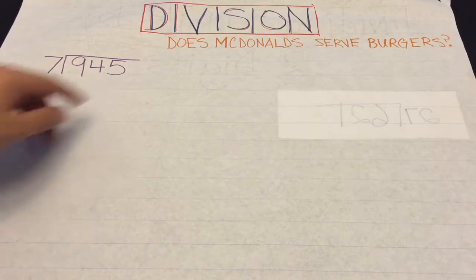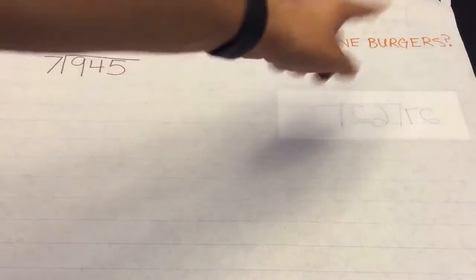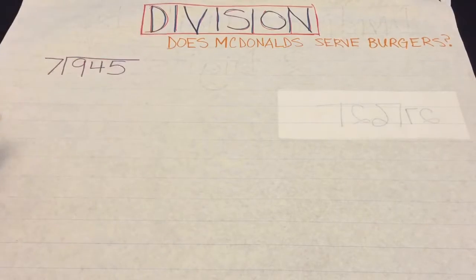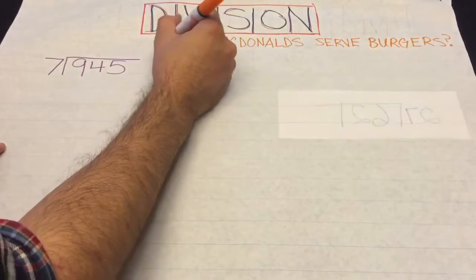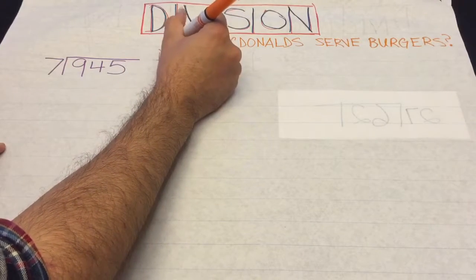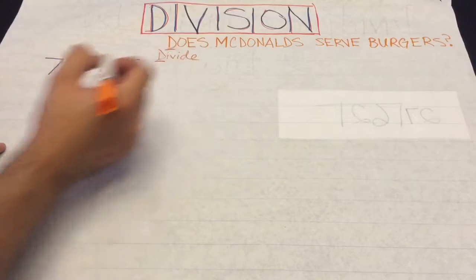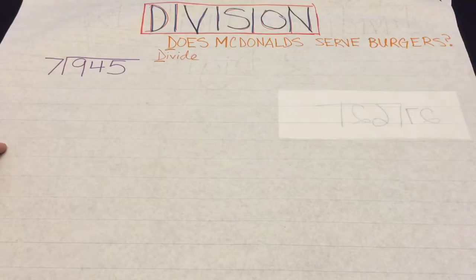As you can see right here, it says, does McDonald's serve burgers? It's a simple and easy way to remember your steps. First step, first letter starts with a D. First step for does is divide. Remember, follow along and do exactly what I'm doing, okay? Does McDonald's serve burgers? M for McDonald's.